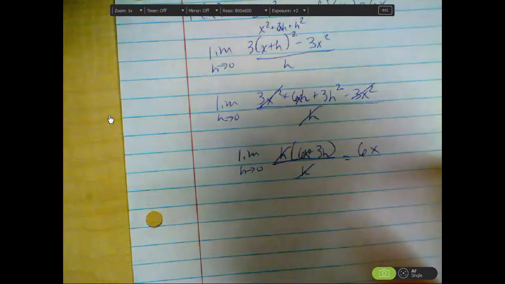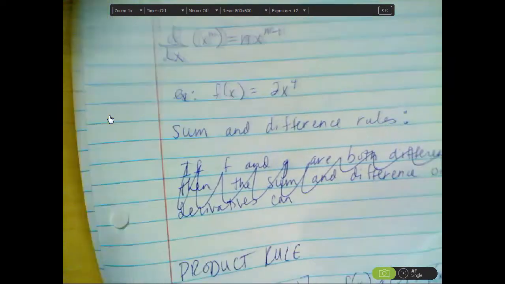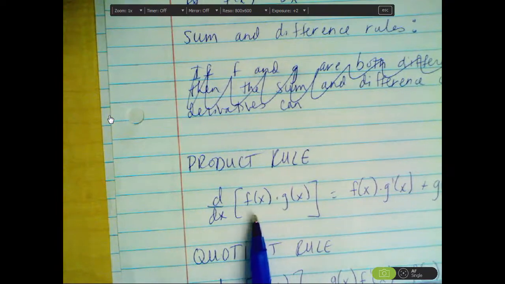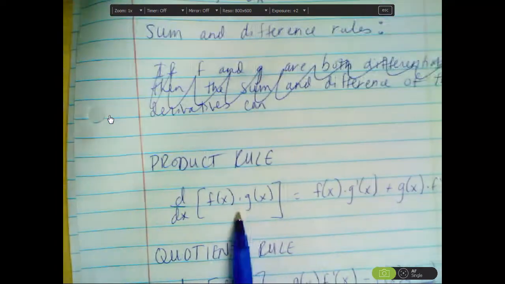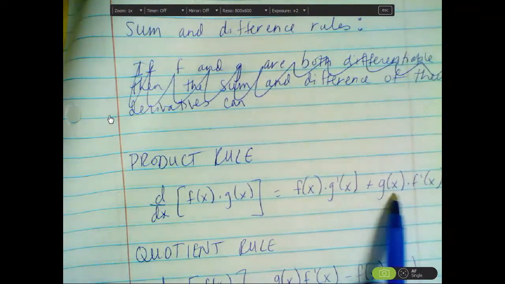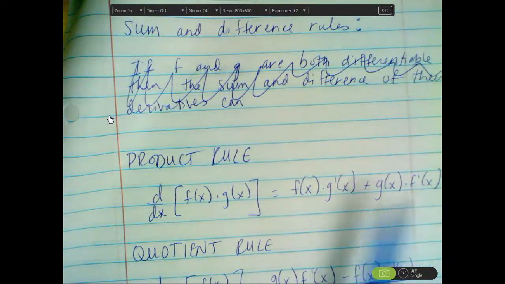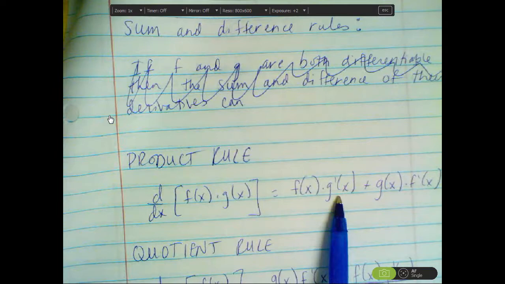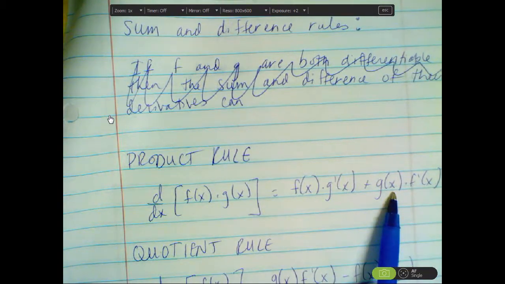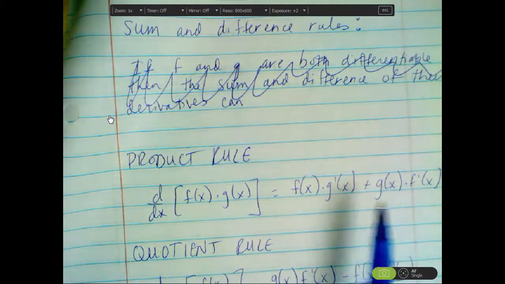Here are the 2 that you really have to understand. The product rule. What happens with the product rule? If you have f of x times g of x, the derivative is f of x times g prime plus g times f prime. Now here's how I say it. First times derivative of the second plus second times derivative of the first. And again, I'm probably going to say that a million times.